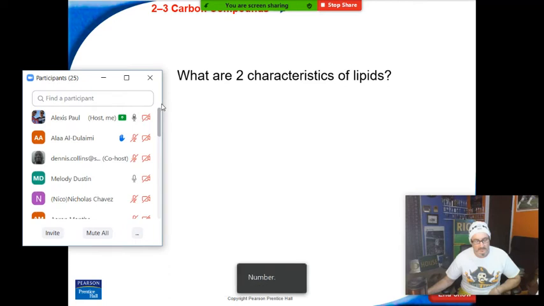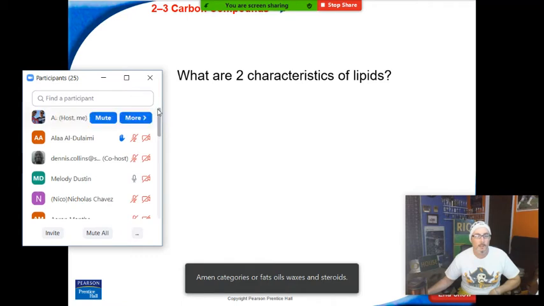Number 26, third bullet. Common categories are fats, oils, waxes, and steroids. Okay, moving on.